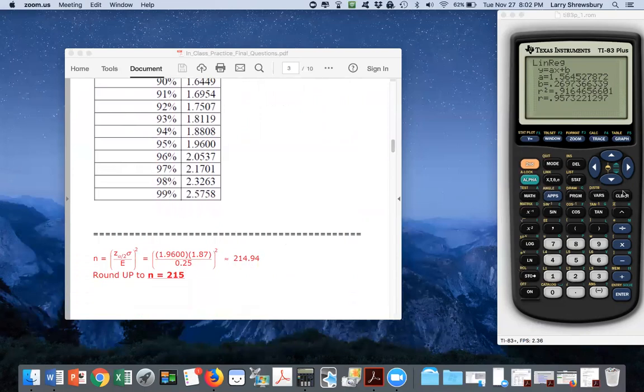Now let's go over to our calculator and see if we can punch that in, after I clear this out. There we go. So I got 1.9600 multiplied by 1.87 divided by 0.25, right parenthesis. Oh, and if I forgot to square it, does that look like a reasonable answer to you?